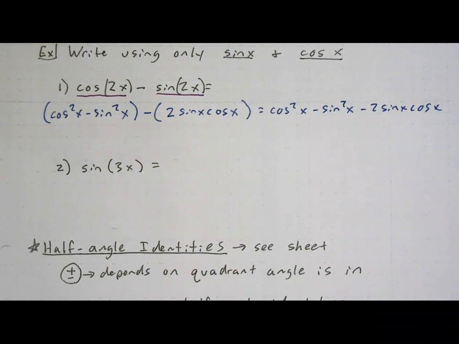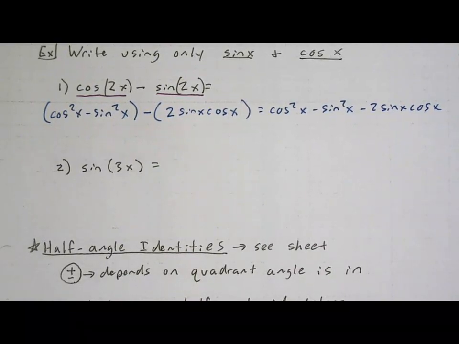So what are we going to do with this? I'll give you a hint. We're going to have to use some other identities to make this work. Any ideas? We're going to need to combine some of those double angle identities with some other ones that we've already talked about.